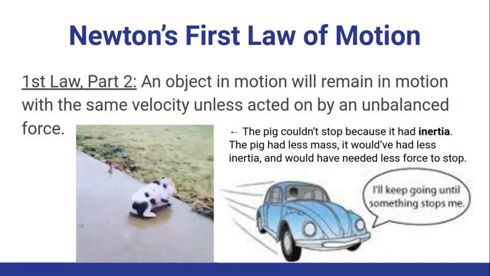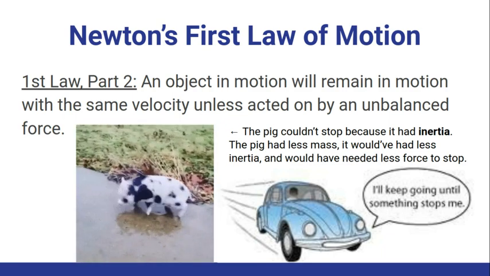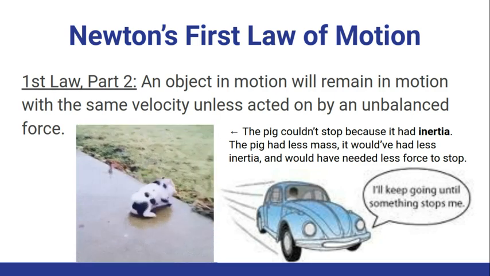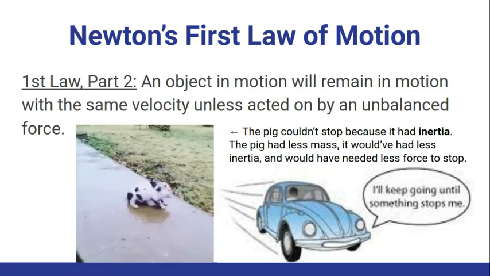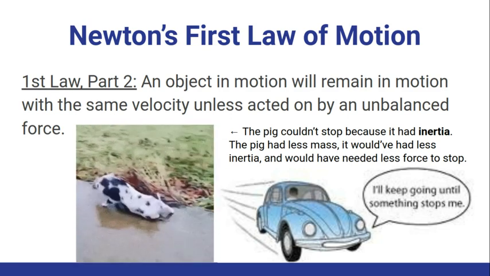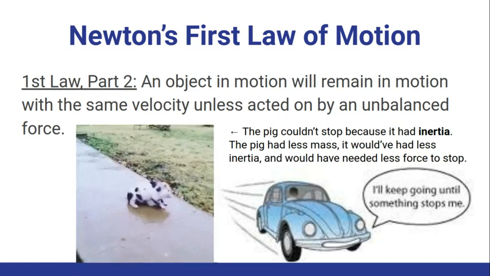Inertia is just your tendency or your likelihood to keep doing what you're already doing. So big objects are harder to get moving if they're currently stopped, and they're also harder to stop moving if they're currently in motion. That's what inertia is, and that's why the first law of motion is sometimes called the law of inertia.